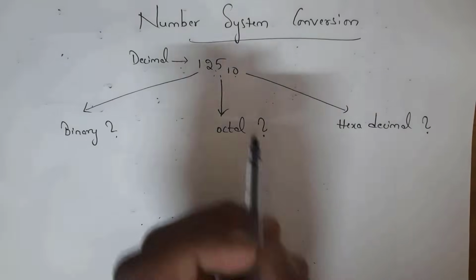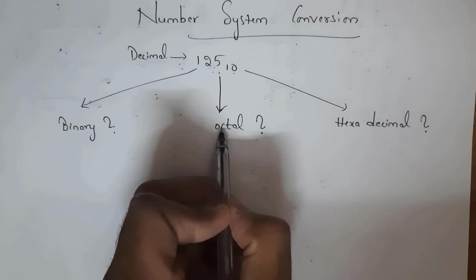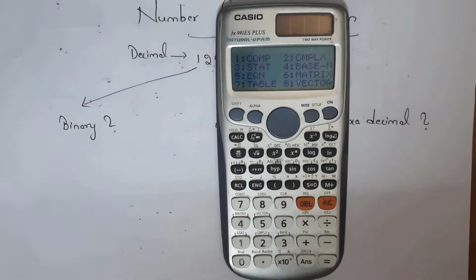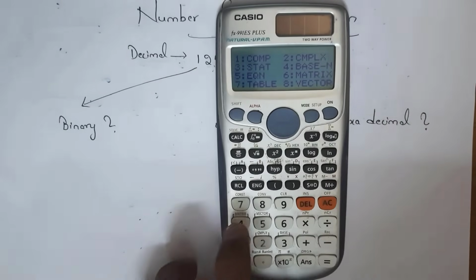For example, 125 base 10. This is a decimal number. I want to convert this decimal number 125 into binary, octal and hexadecimal. I will explain this by using a calculator. At first you need to click on mode. Here you can see options. Here you need to select base n. So click on 4.